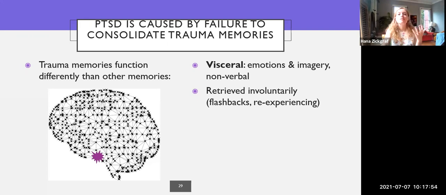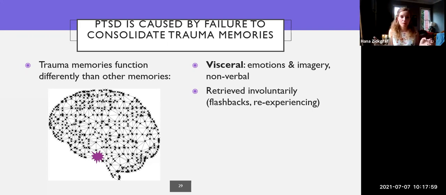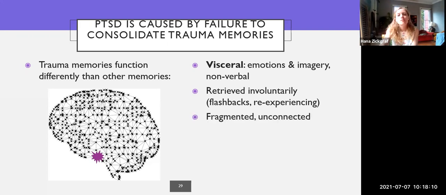Memories of trauma in people with PTSD are also retrieved involuntarily. So it's much easier for these memories to be triggered by the environment. And when they are triggered by the environment, they're very vivid and they feel really real, leading to things like flashbacks and re-experiencing of the trauma. When they're recalled, they also tend to be very fragmented and kind of disconnected from the rest of a person's autobiographical memory. They're not really integrated well into someone's life story. They kind of come up randomly with no context, and often people almost experience them as if they happened outside of the stream of events in their lives.